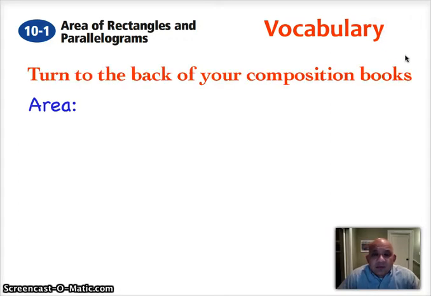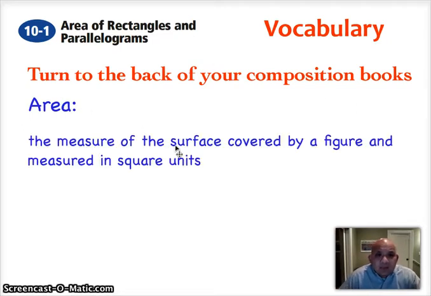Then I want you to go ahead and turn to the back of your composition books and write the one term that you'll need a definition for. That's the word area. Area is the measure of the surface covered by a figure, and it's measured in square units. We'll talk about what that really looks like in our examples.